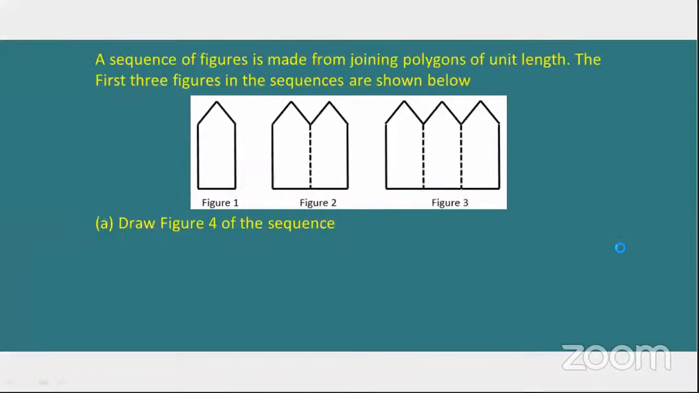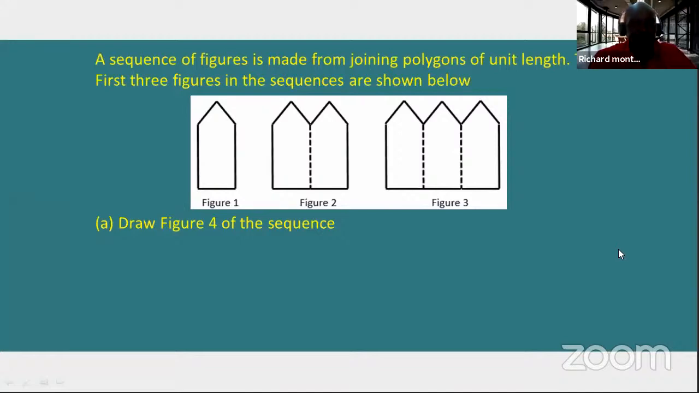Great going. All right, now, so what we have here is another CSEC question. And so it says a sequence of figures are made from joining polygons of unit length. The first 3 figures in the sequence are shown below. And I want for you to draw figure 4 of the sequence. Come on, put on your observations cap. 1 minute. In fact, you don't even need 1 minute. 32 seconds.